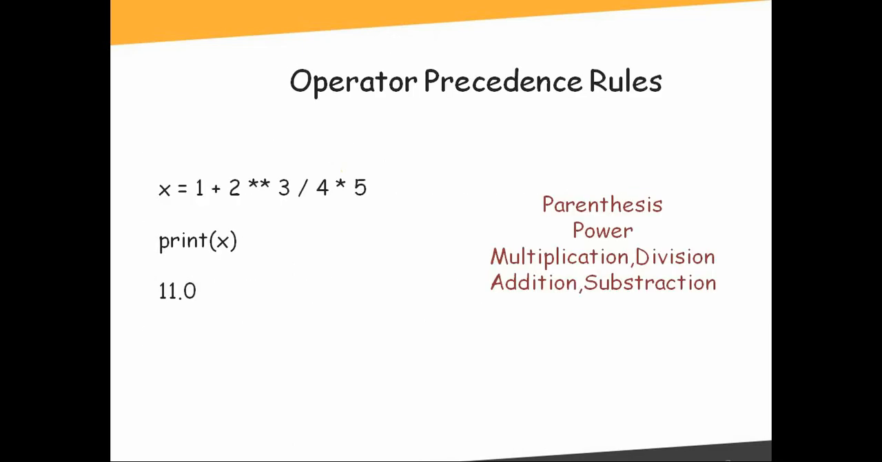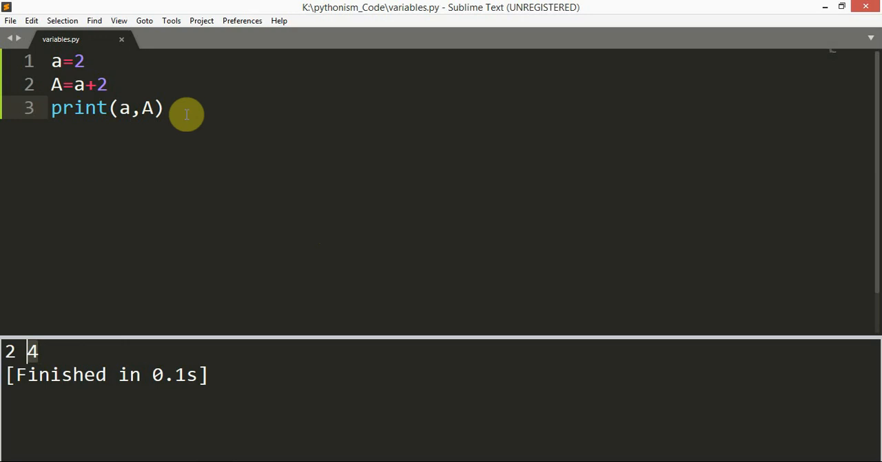We will do the same in Python. So open the Sublime Text. There we have x equal to 1 plus 2 double star 3 and divided by 4 and then multiplied by 5. If we give print of x, it should give 11. Okay, yes, it gives 11.0.